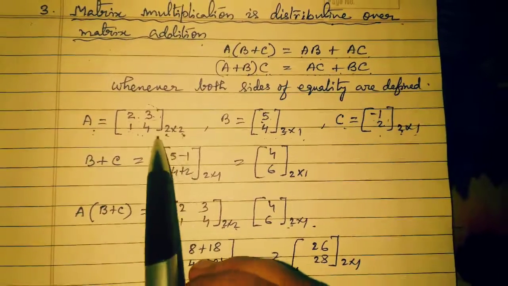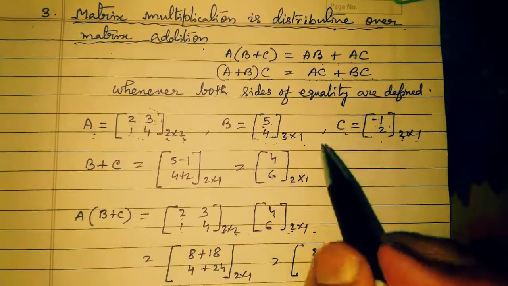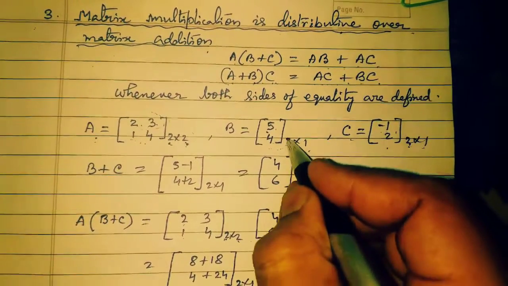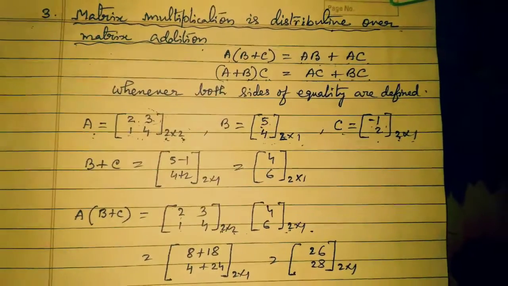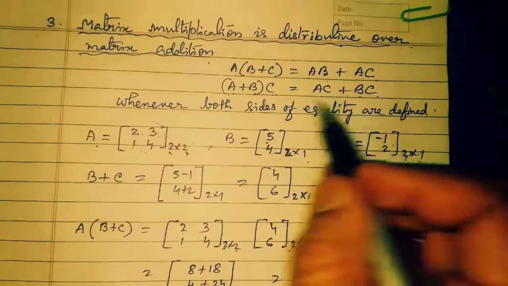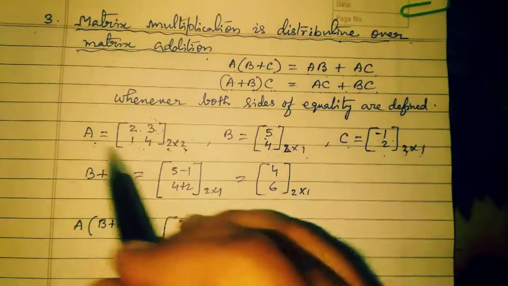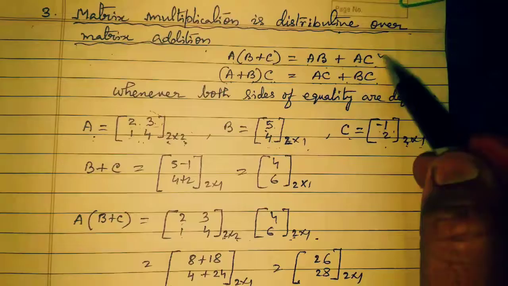See here, the order of A is given as 2 into 2, and the order of B is 2 into 1. So that means these two are not possible to add, because their orders are not the same. So this is not applicable in this question. If I take this example, the second part is not applicable, only the first part is applicable.